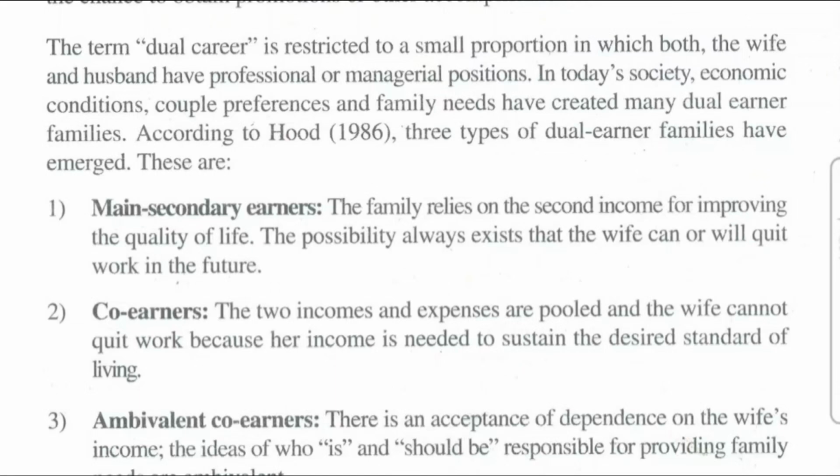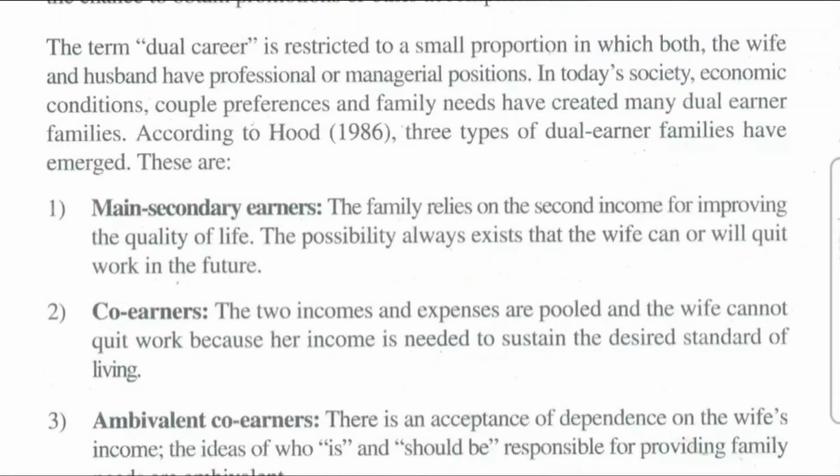These are: 1. Main secondary earners. The family relies on the second income for improving the quality of life. The possibility always exists that the wife can or will quit work in the future. 2. Co-earners.